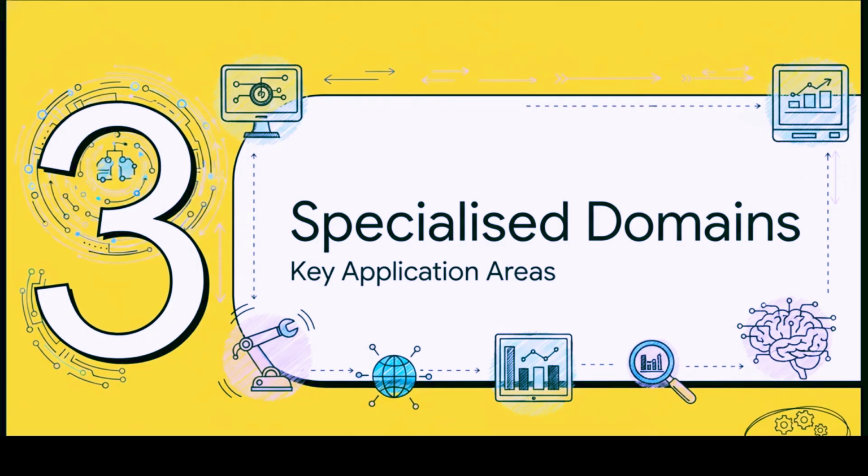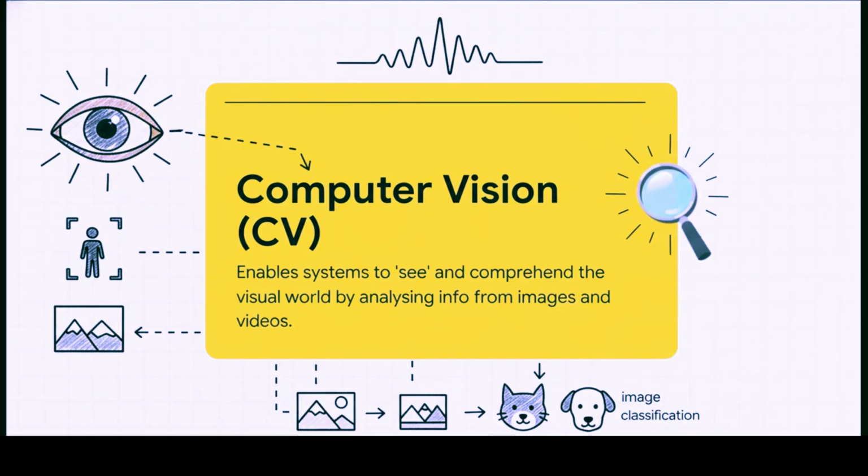Having covered the underlying mechanisms, we now turn to the specialized domains where these techniques are applied. We will examine key areas of AI research and application. Computer vision is a field of AI focused on enabling systems to process and interpret visual information from sources such as images and videos. Common tasks include object detection and scene analysis.